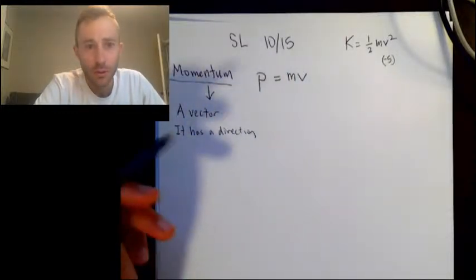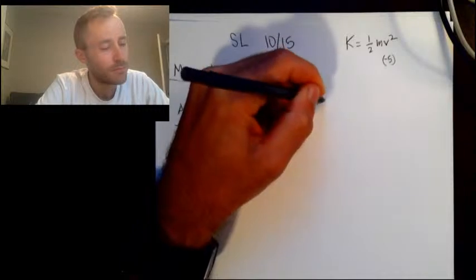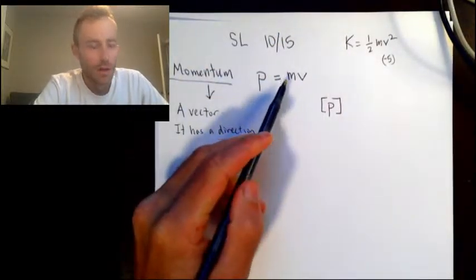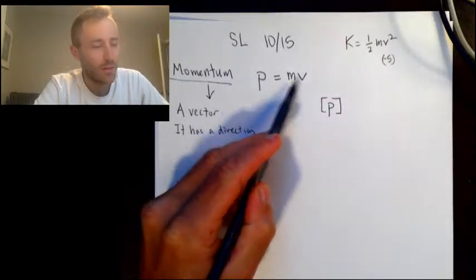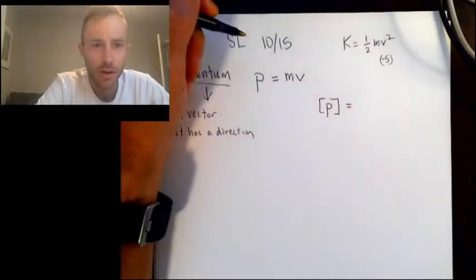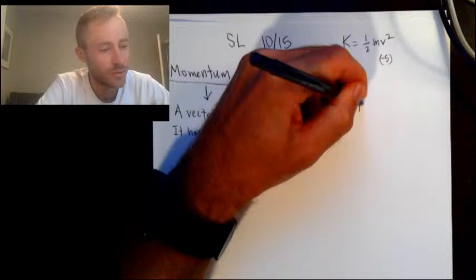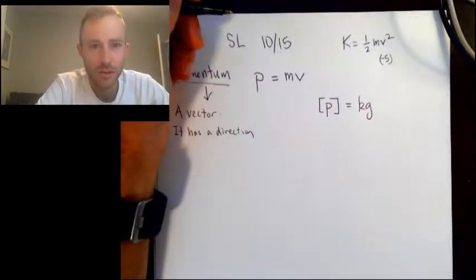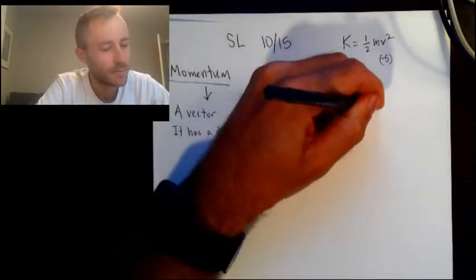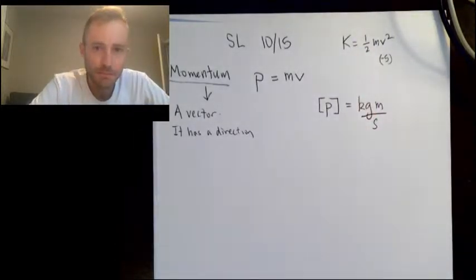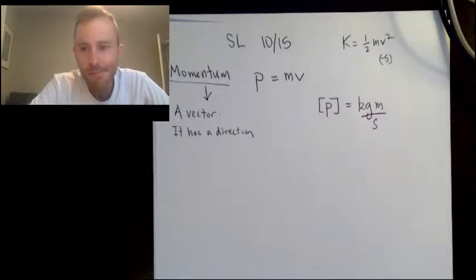What are the units of momentum? Well, momentum is mass times velocity. So mass is kilograms, and velocity is meters per second. So kilogram meters per second are the units of momentum. All right?